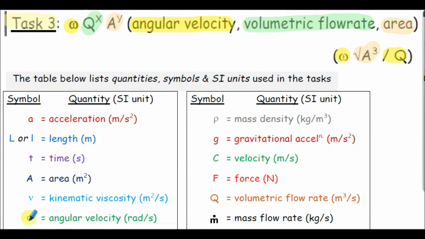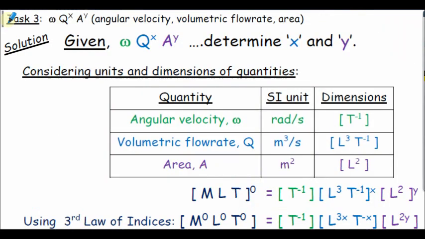So this time we have angular velocity omega, so the unit there is the radian per second. We have volumetric flow rate q, so the unit now is meter cubed per second, and we have the area, and that's in meters squared. I would encourage you to start the presentation and attempt task 3, but the full work solution is shown on the following slides. So task 3, here's the beginning of the solution.